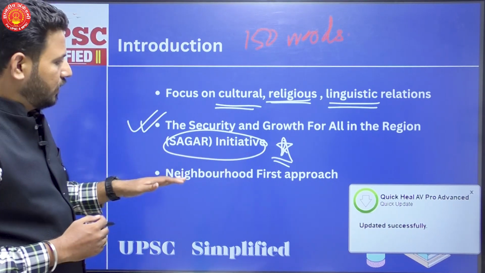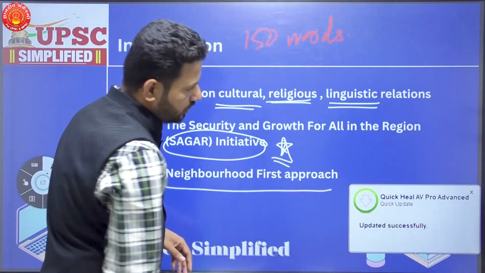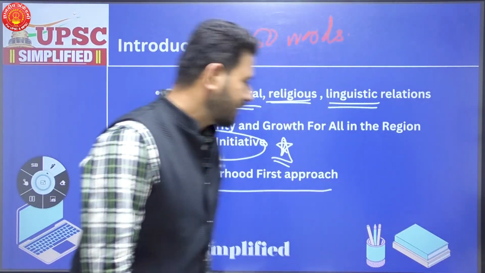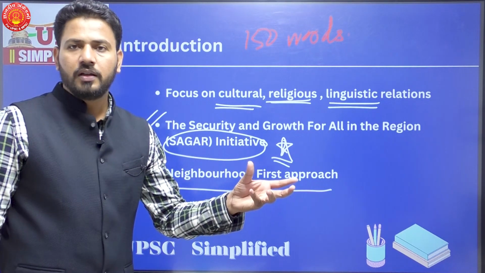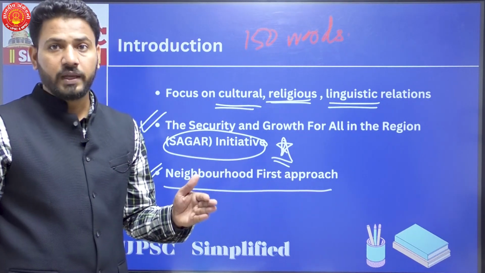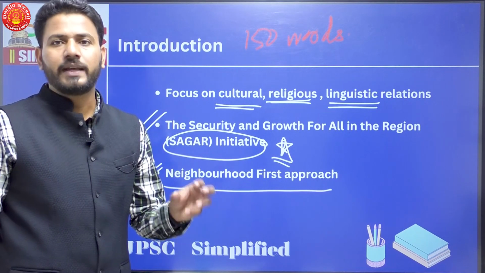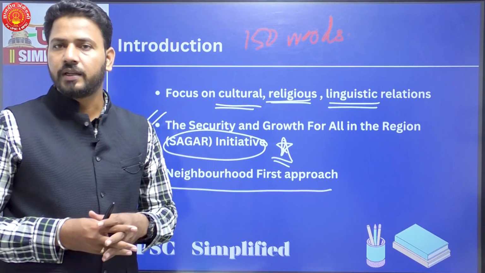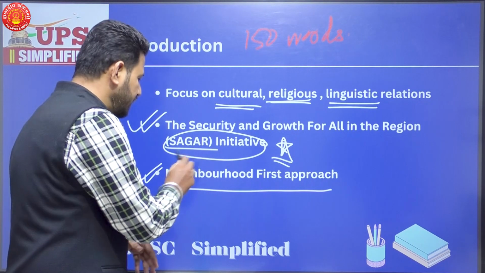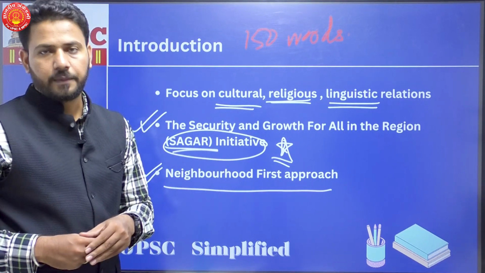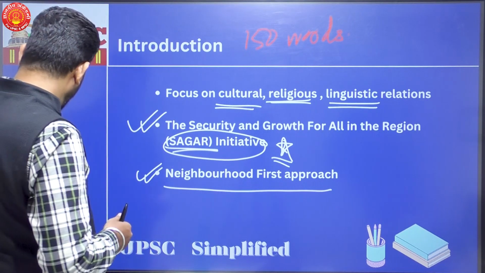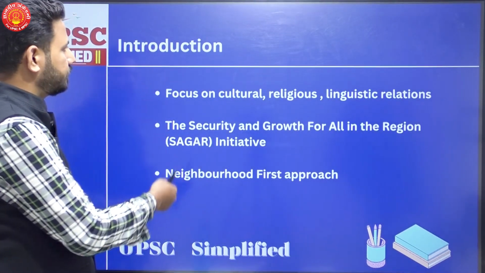Then also the Neighborhood First approach. This is also important. You can start your answer by giving an example of how India puts its neighbors in the first place, or what India is doing to tackle its image of big brother in the neighborhood. So I think the SAGAR initiative is a very important initiative that you can mention in the introduction of the answer. Now, going to the body of the answer.